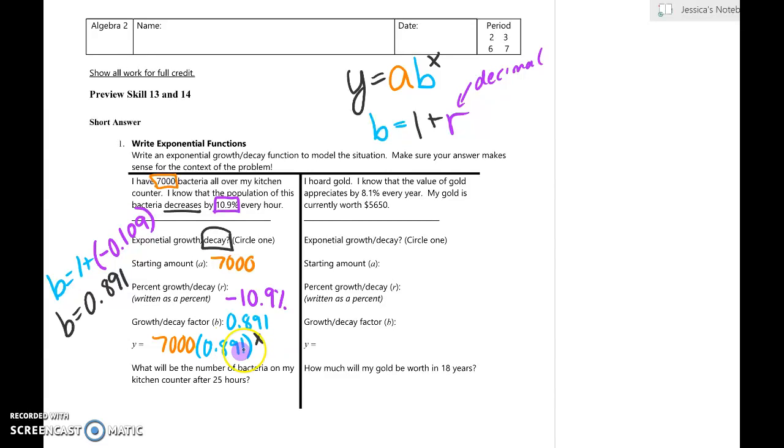Okay, so a quick check. We know that if B is greater than 1, it's growth. Okay, so B is less than 1 here, so that means that we wrote it as a decay, which means it's correct. Okay, so find the number of bacteria after 25 hours. Well, that's going to be 7,000 times 0.891 raised to the 25th power.